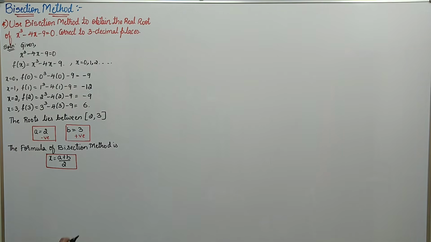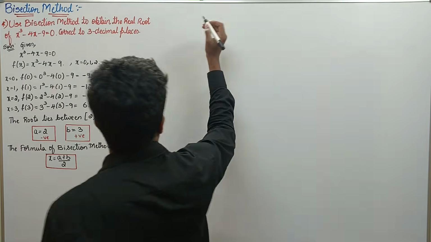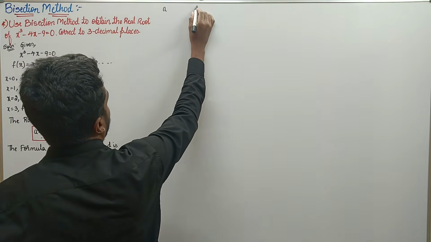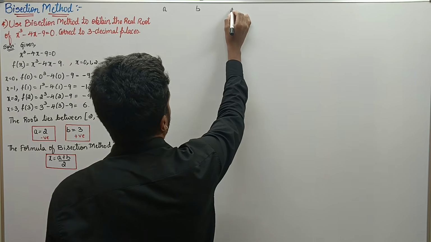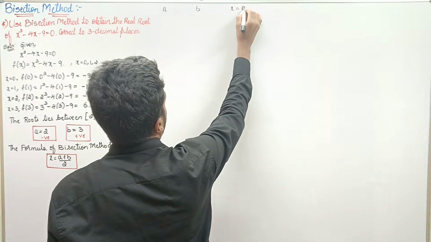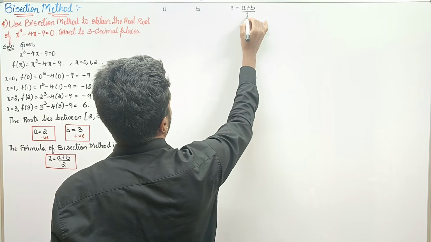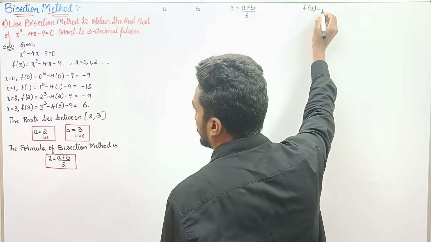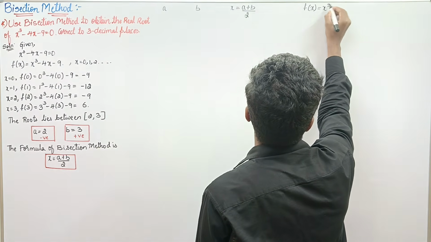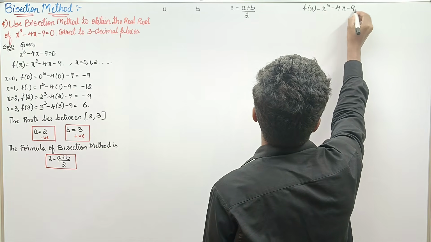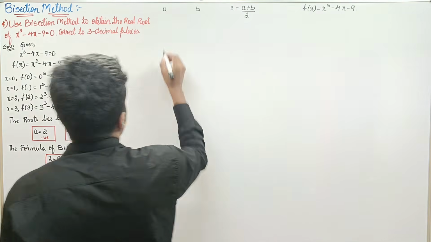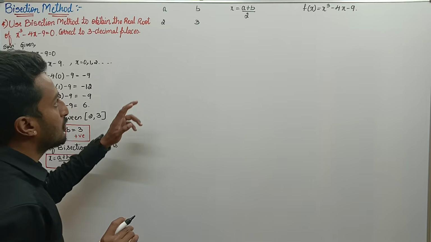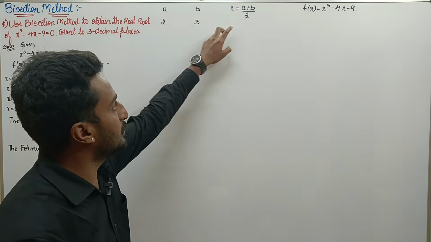How? Let us see. First, let us represent the table. Simplify with respect to the table: a, next we are going to represent b, next we are going to apply the bisection formula x equal to a plus b by 2. Next, f of x. What is our f of x? f of x is equal to x cube minus 4x minus 9. Done. Now what is the value of a? The value of a is 2 and the value of b is 3. Done. Now you are supposed to simplify a and b with respect to x.